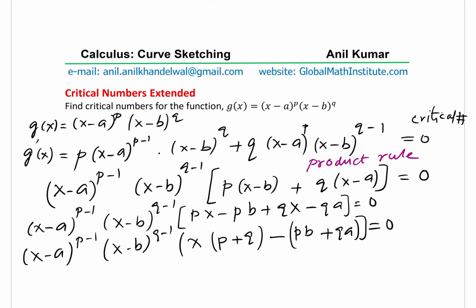Now the critical numbers, let me write down in red ink. So from here we get x equals a, x equals b, perfect. And from here, when you equate it to 0, this thing goes to the right side. So we get x equals pb minus qa, and then you divide this by p plus q. Perfect. So we have these as our critical numbers.